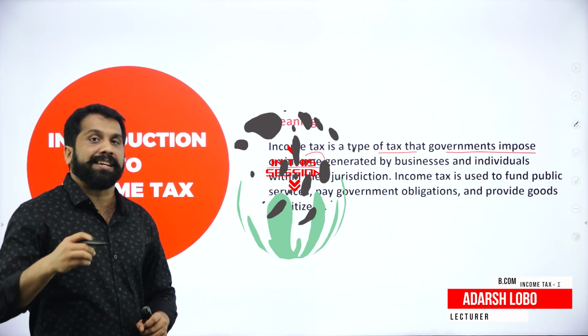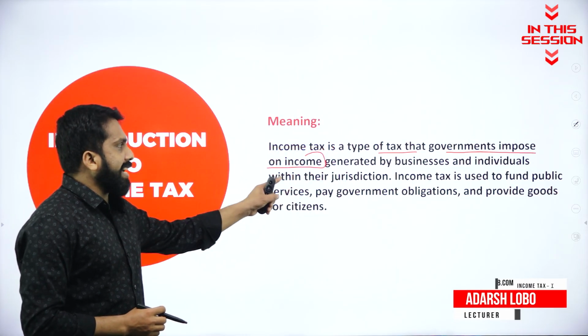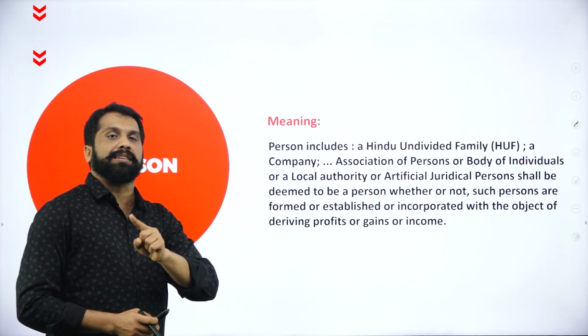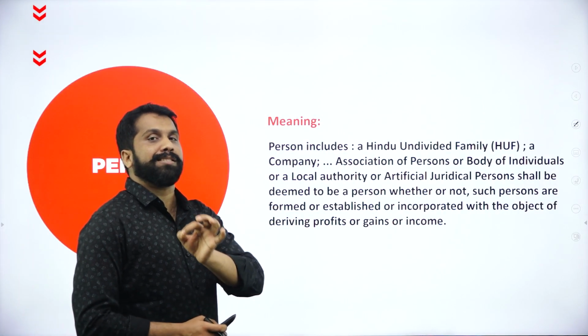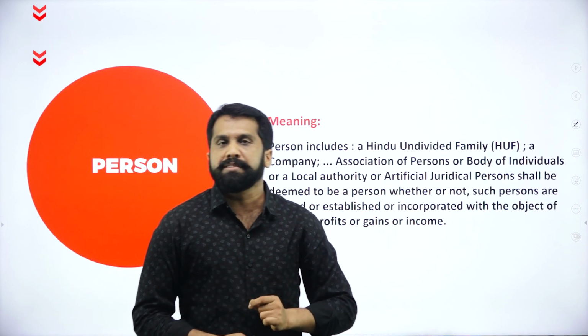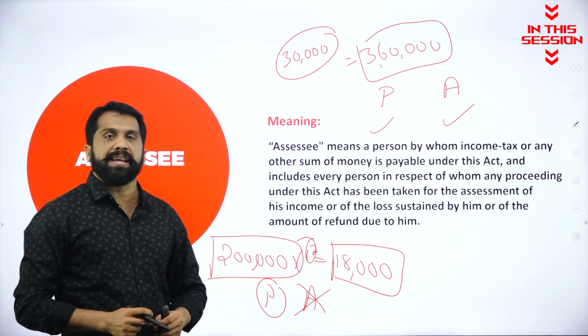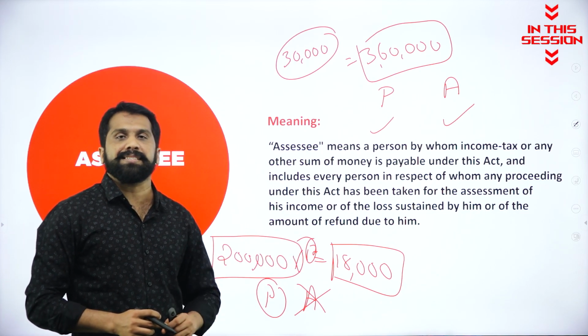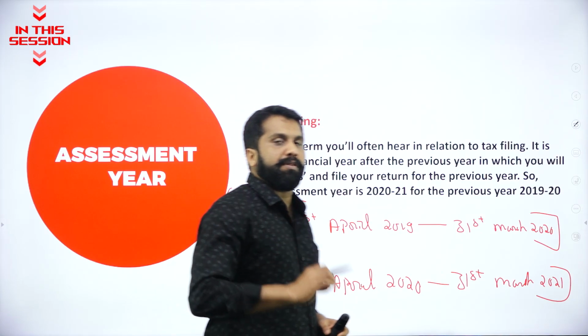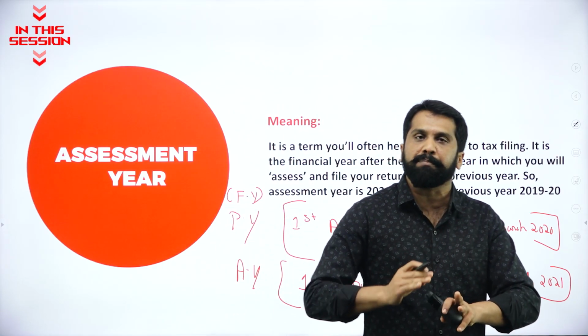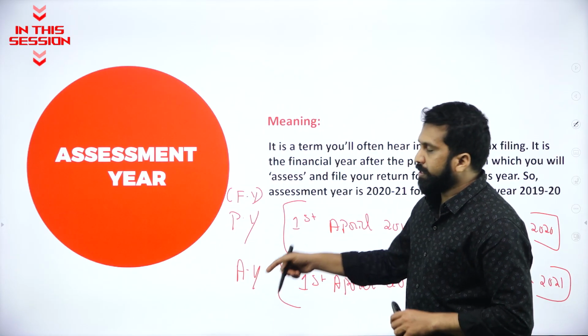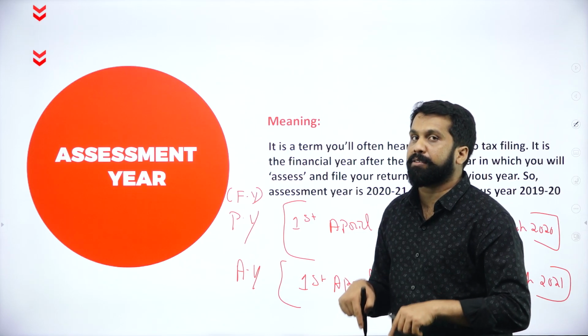Whatever income is generated, on that the tax will be imposed. Even artificial, non-living things we also call a person. The person who is eligible to pay tax, we call the assessee. Financial year and previous year are both the same. Assessment year is the present year when we calculate our tax.